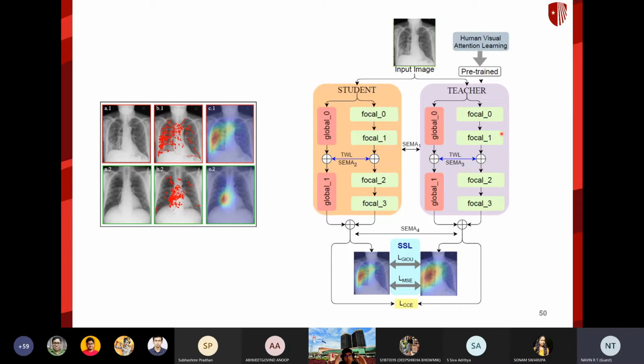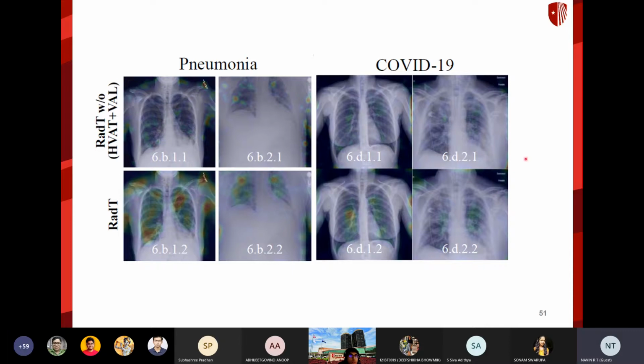It first has a global block, and then it has a focal block, and the global information and the focal information feed into each other to make sure that both are combined to arrive at better decisions. We used this technique to diagnose pneumonia, regions of pneumonia, and COVID-19. And we found that the regions our algorithm showed overlapped well with what the radiologists found.